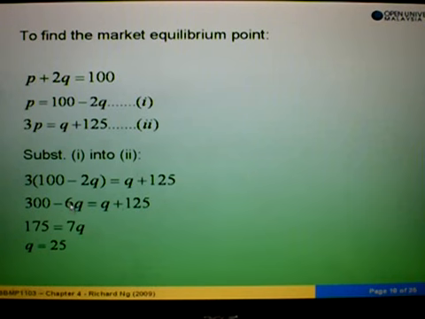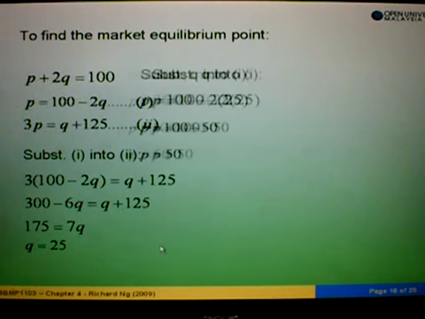So shift the negative 6Q to the right and move 125 to the left. We have 300 minus 125 is 175. On the right hand side, Q plus 6Q equals 7Q. So since 7Q equals 175, then we can say Q equals 175 divided by 7. The answer is 25. Alright?